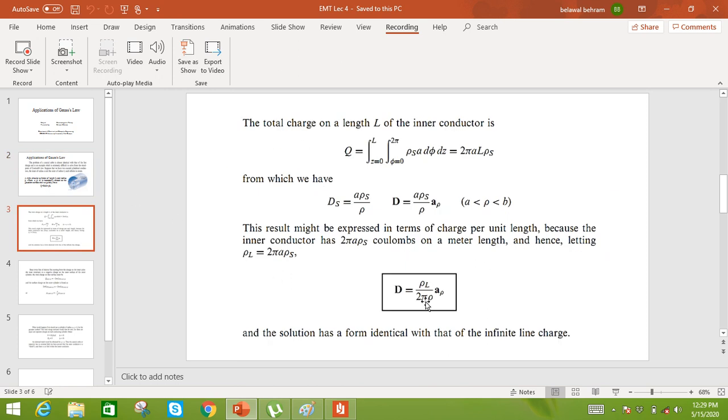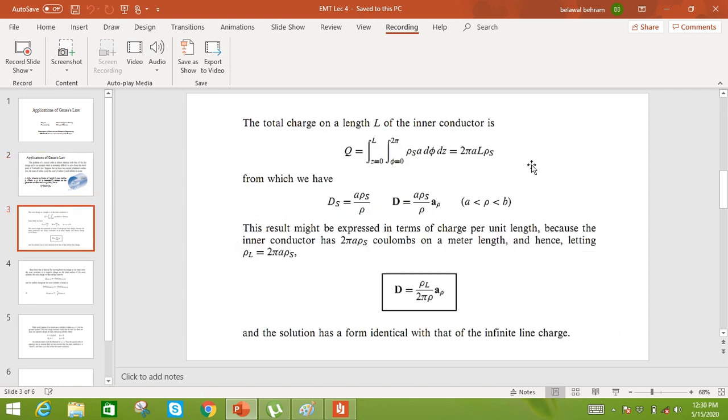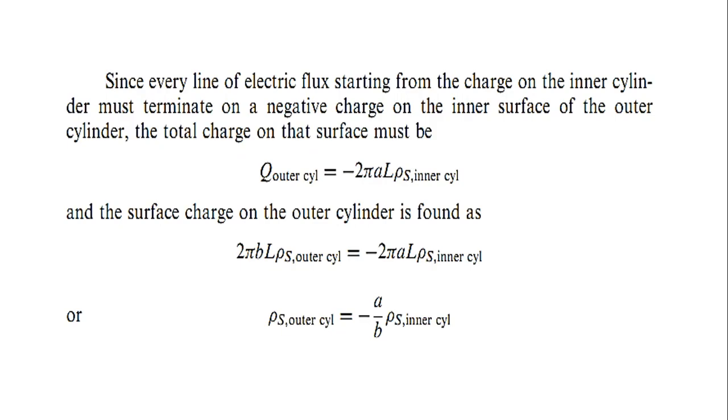D will be equal to rho L divided by 2 pi rho, a rho. And the solution has a form identical with that of the infinite line charge. So already we had discussed that the problem of the coaxial cable is almost identical with that of the line charge. Now we have the inner cylinder and we have the outer cylinder.